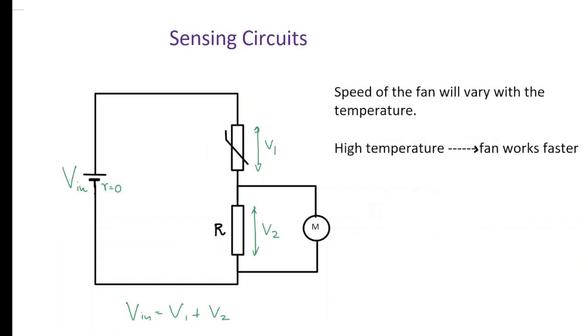Also, the speed of the fan will vary with the temperature. If the input voltage is V in and there is no internal resistance, obviously V in is equal to V1 plus V2. When the temperature is high, the resistance of the thermistor goes down. When the resistance of the thermistor goes down, the PD across it goes down according to V equals IR. Now, when the value of V1 goes down, because the total is constant, what should happen to V2? It will go up. When V2 goes up, what happens to the fan? The fan gets a higher voltage, so it will work faster.